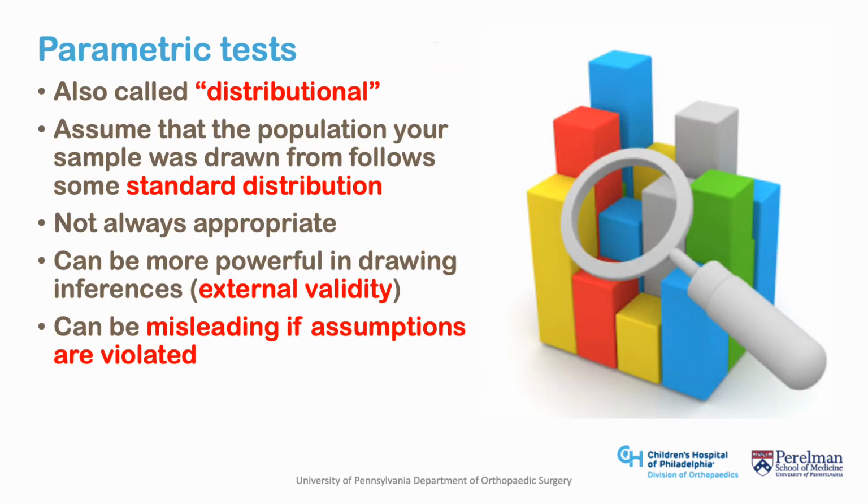Parametric tests are also called distributional. Assumptions are large sample size, which is typically greater than 20, and that the population follows a specific distribution, most commonly the Gaussian or normal distribution. Parametric tests allow for powerful inferences, but are not always appropriate. They can be misleading if assumptions are violated.